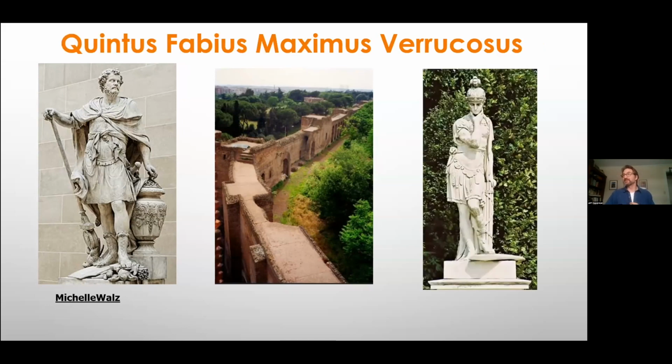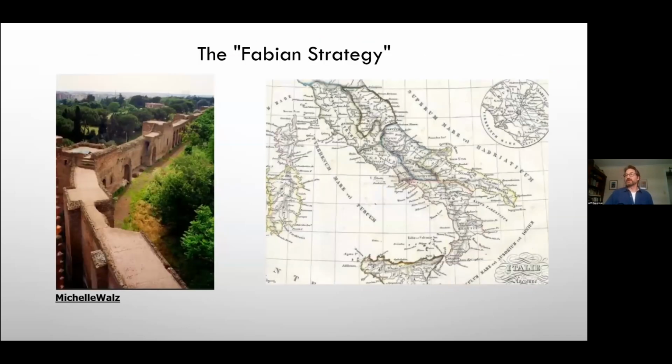So it was time for Quintus Fabius Maximus Verrucosus, who thankfully is just known as Fabian. He was a general who was then appointed to deal with Hannibal and this incredibly shocking new reality that they were facing. So he devised what's called the Fabian strategy. And this is actually a strategy that you can still find in military strategy books.